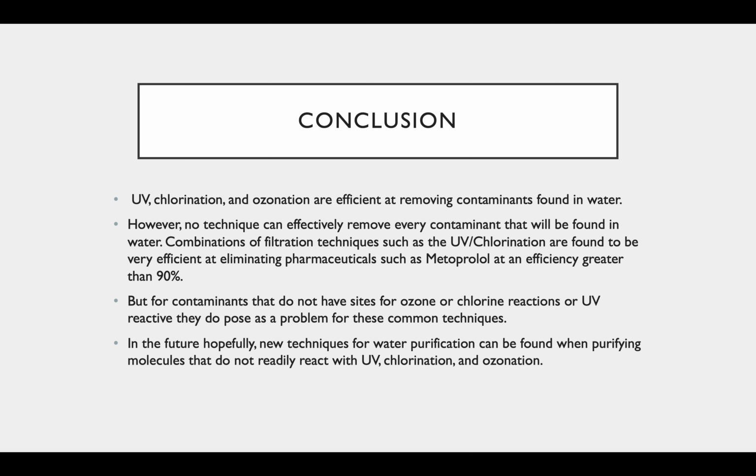The conclusion is that UV chlorination and ozonation are efficient at removing contaminants found in a river. UV filtration is probably one of the best because it doesn't need sites to break apart, but it is more expensive, which is a reason why not many people use it. And in the future, I hope there are different purification techniques that can be used where you don't have to have readily reactive sites.